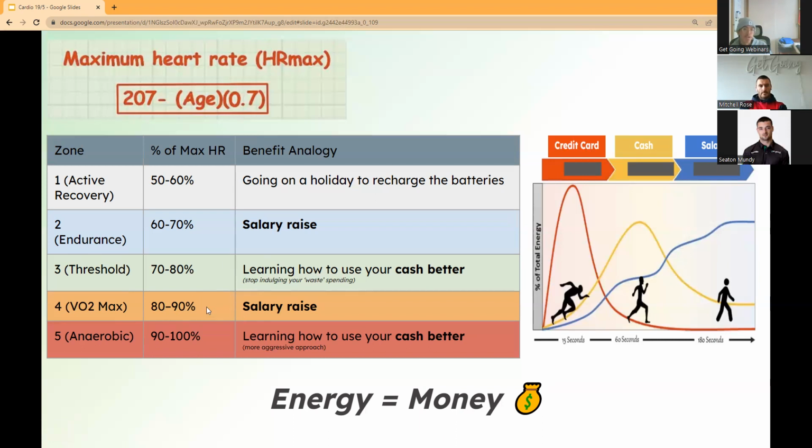The only difference here is that zone 4 and 5 are a bit more intense in their approach. So you have to work a bit harder.